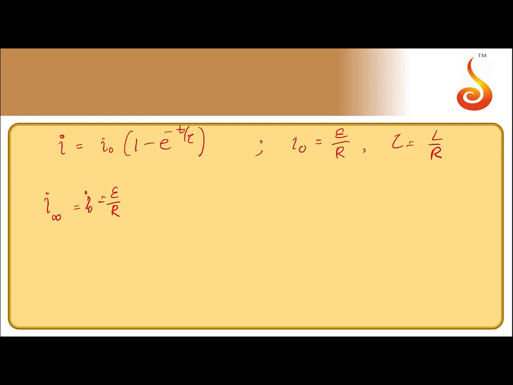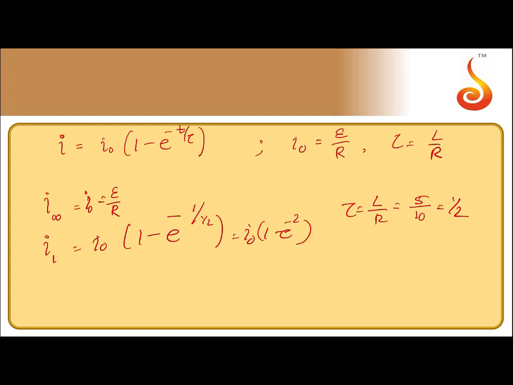And of course, at t equal to 1, this is I naught into 1 minus e power minus 1 divided by L by R. What is that L by R? Tau. L by R is equal to, the inductance is given 5, resistance is 10, so 1 by 2. This becomes 1 by 2, or I naught into 1 minus e power minus 2.